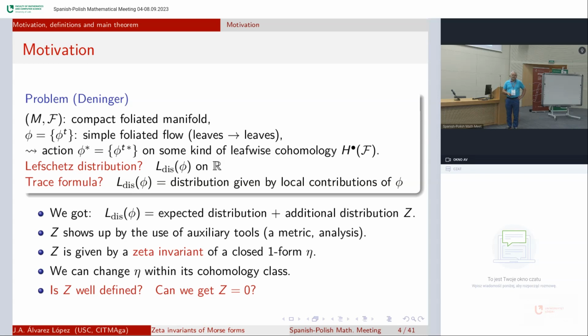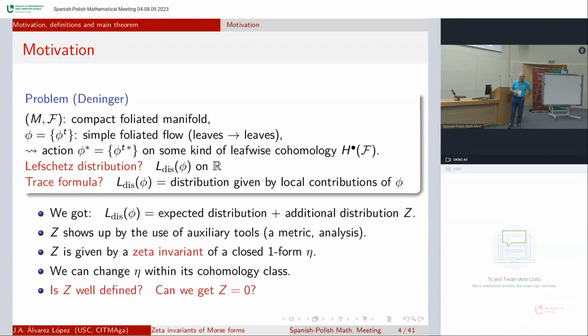If you have a compact foliated manifold and a foliated flow, which means that it maps leaves to leaves, it induces an action on some kind of cohomology along the leaves, and he asked how to define a Lefschetz distribution on the real line, which should play the role of a Lefschetz number for flows, and to prove a trace formula, which gives an expression of the Lefschetz distribution as contributions of closed orbits, fixed points, etc. So we got the Lefschetz distribution, and we proved that it is equal to the expected distribution of the formula.